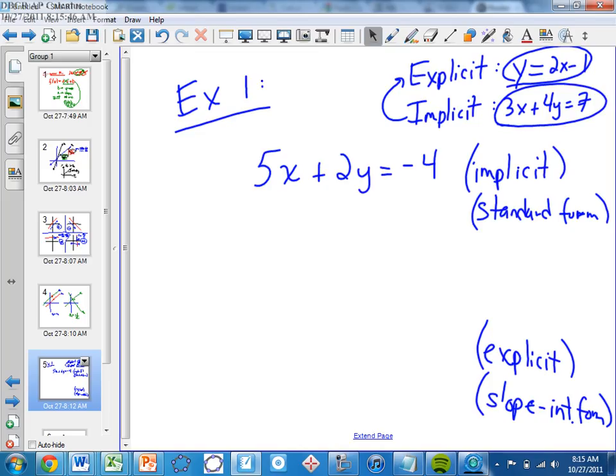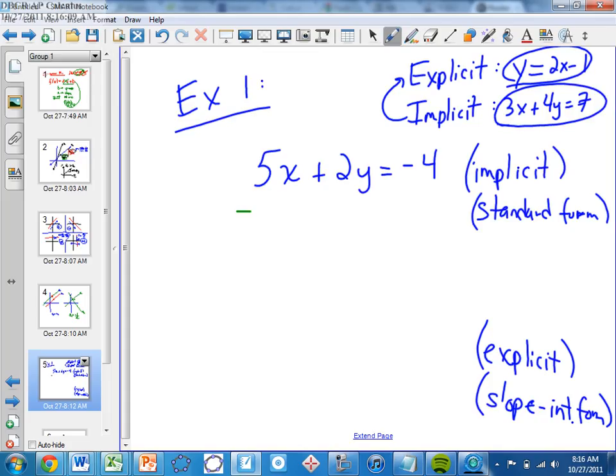What would my first step be in this equation here? Julia? Okay, minus the 5x. I absolutely agree with her. Here's my reasoning. Look at the coefficient of y, everybody. It's a positive 2, correct? Yes. So if we can get the 2y by itself, all we got to do is divide by 2 then. That's the reason I'm going to move the 5x over.